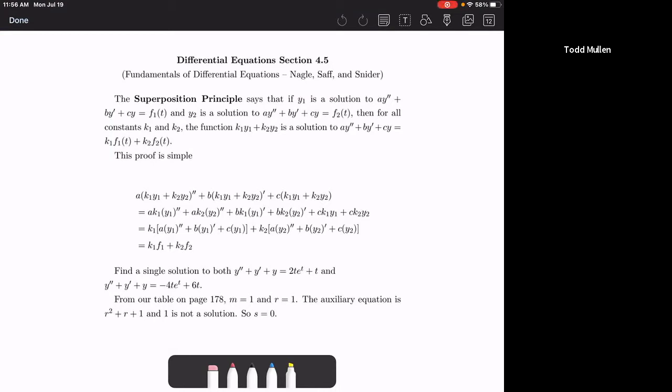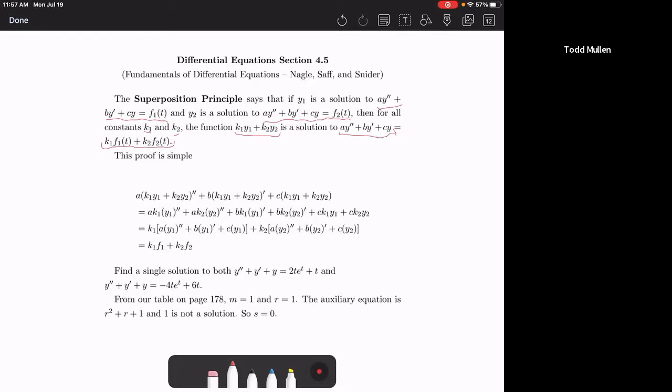The superposition principle says that if y1 is a solution to ay double prime plus by prime plus cy equals f1, and y2 is a solution to the second equation where the left side is the same, but the right side is some other function of t, then for all constants k1 and k2, a linear combination of y1 and y2 is a solution to the same equation, the same terms on the left, but a linear combination of the f functions on the right.